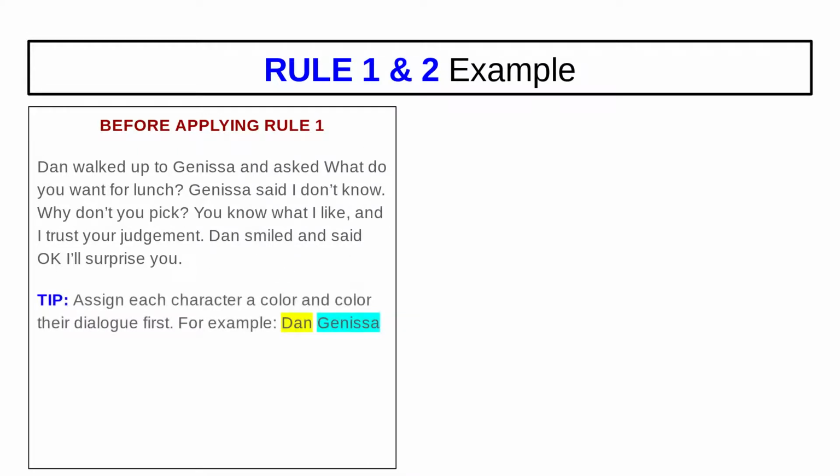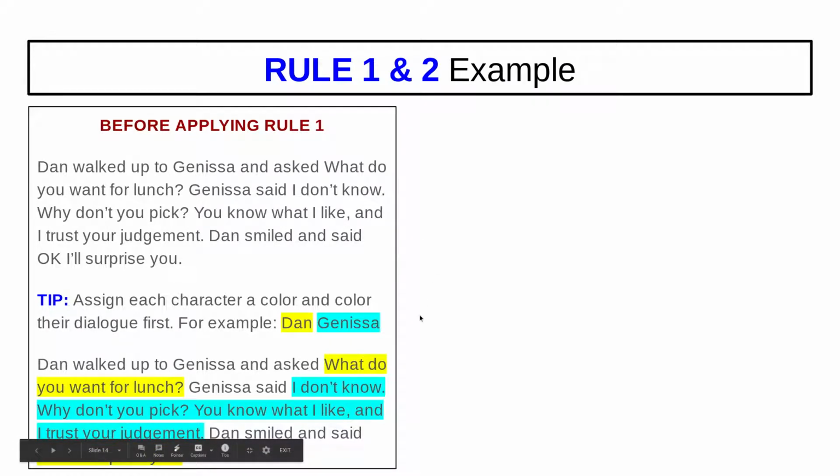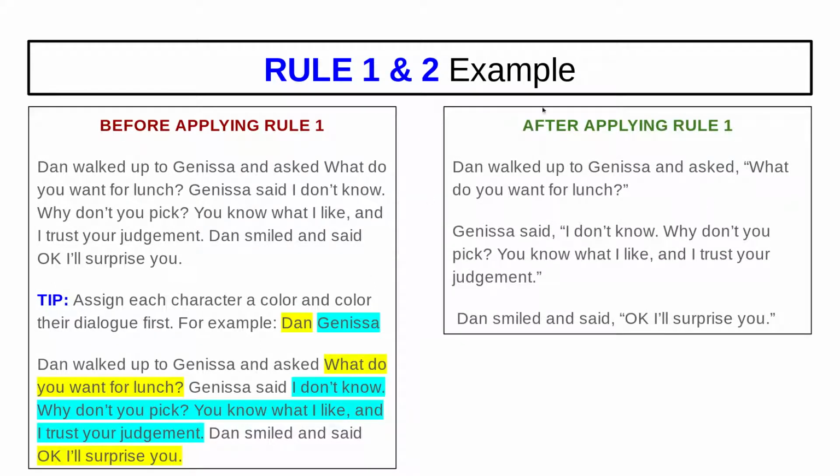The easy thing to do when you're trying to figure out dialogue is to highlight each person's words in a separate color to help you see who is talking when. For example, Dan is in yellow. Every time he talks, it's in yellow: what do you want for lunch? Every time Janisa talks, it's in blue: I don't know. Why don't you pick? You know what I like, and I trust your judgment. Then you notice, Dan smiled and said, and at the bottom it's Dan talking again: okay, I'll surprise you. So I highlight it in yellow. After I do that, it's much easier to apply those rules.